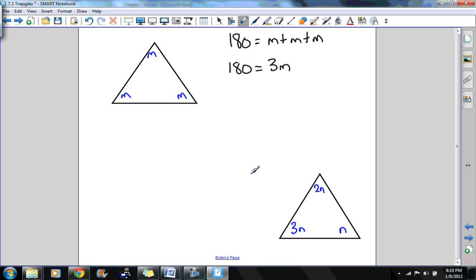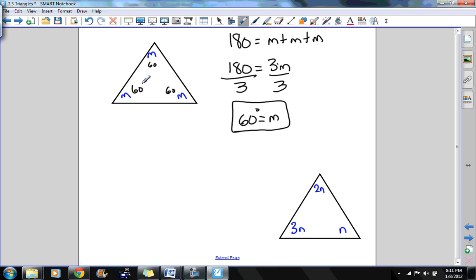Okay? So if we did 180 is equal to M plus M plus M, we'll get our answer. Now if we have 3 M's together, that means we can add them up into 3M. And now we have an equation. What are the 3 and the M doing to each other? Multiplication. So we have to divide, absolutely. Therefore, it's 60 equals M. Put our little degree symbol up there. We know that each of these angles is 60 degrees.